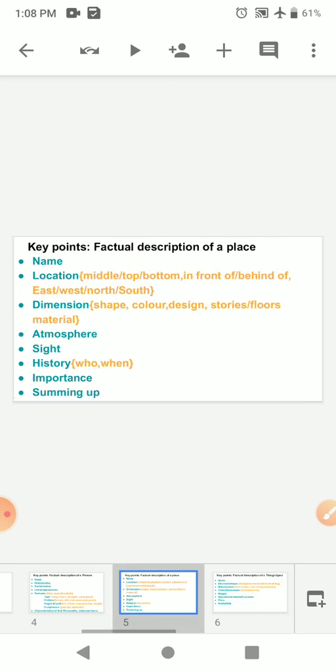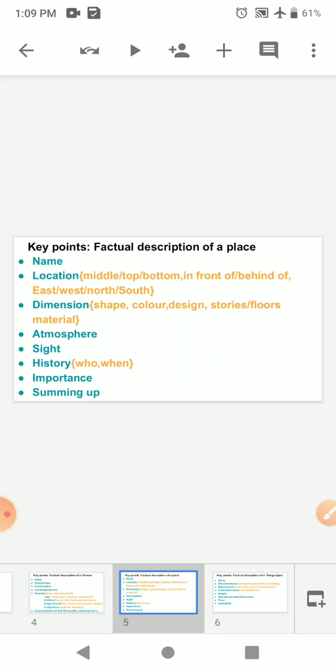Then comes factual description of a place. If you're supposed to write a factual description of a place, what do you write? You write the name of the place, or maybe you are asked to write a factual description of any monument, any building, and you write the name of that place. Then you will talk about the location. Is it in the middle, top, bottom, or maybe you are talking about a particular floor?